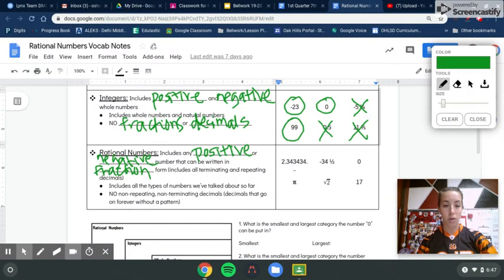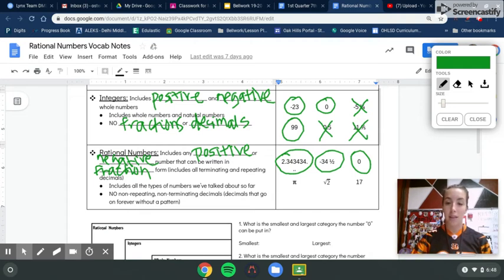Okay, so this includes all types of numbers that we've talked about so far. It does not include non-repeating, non-terminating decimals, or decimals that go on forever without a pattern. Okay, so these examples are 2.343434... So it's a repeating decimal, which means it can be written as a fraction. So that one is a rational number. -3 or 34.5 is a rational number. It's written as a fraction, so it is a rational number. 0 is included because it is considered a whole number, which is also a rational number. And then 17 is included.